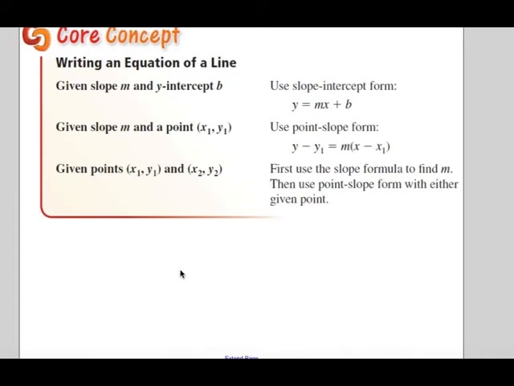Some core concepts that you will need to know are the three basic forms for writing an equation. The first one is slope-intercept, y equals mx plus b. The second one, if you're given a point and a slope, we can use what's called point-slope form. And the third is when you're given two ordered pairs. As a reminder, slope is calculated as the change in your y's over the change in your x's, so we might have to do a little computation to figure this out.